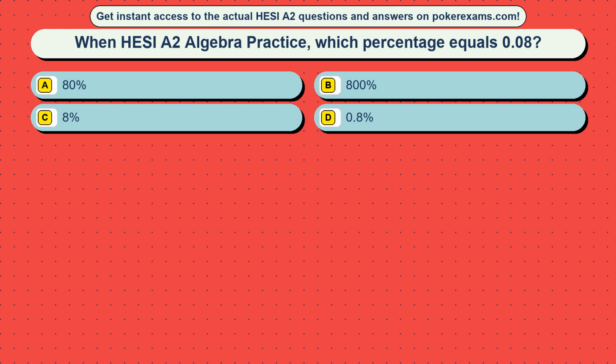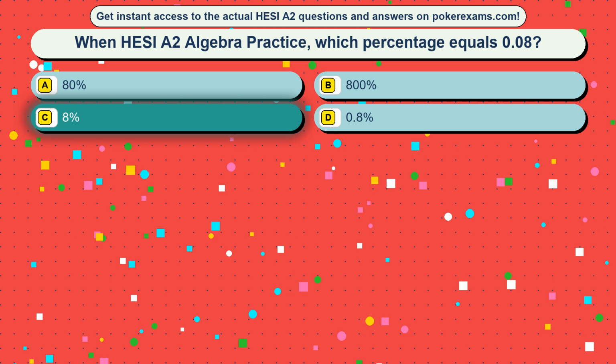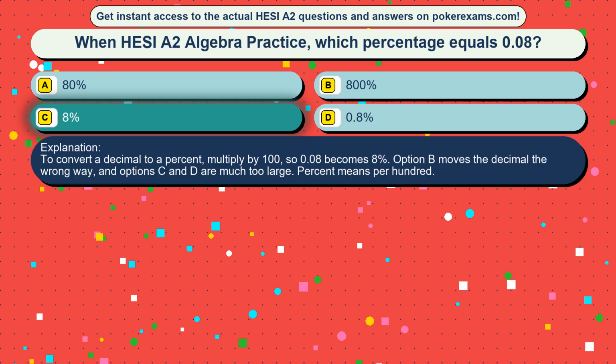Question 19. When HESI A2 algebra practice, which percentage equals 0.08? Option A, 80%. Option B, 800%. Option C, 8%. Option D, 0.8%. The correct answer is option C, 8%. To convert a decimal to a percent, multiply by 100, so 0.08 becomes 8%. Option A moves the decimal the wrong way, and options B and D are much too large. Percent means per hundred.